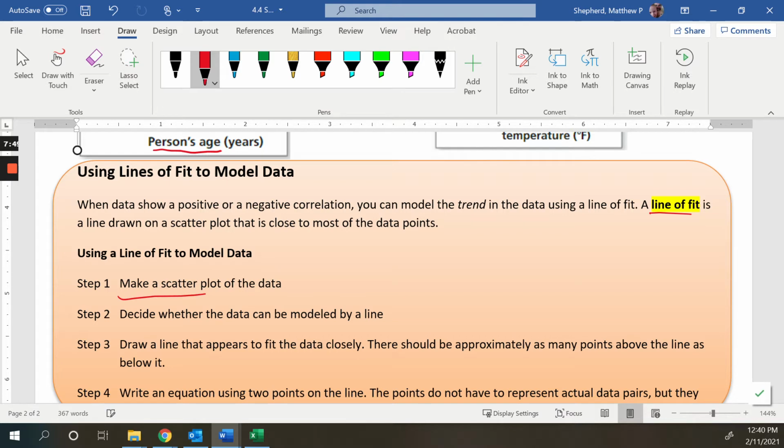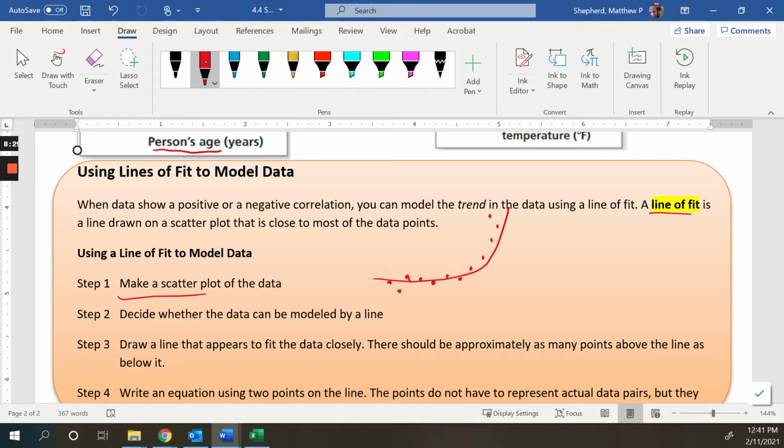First, make your scatter plot of the data. Decide whether or not it can be modeled by a line. Certain data might show a clear pattern in it, but that doesn't mean it's a linear one. Some patterns can be exponential in nature. So just because you see a pattern doesn't mean we can fit it with a line. And in fact, fitting a line to different types of patterns will yield poor results.